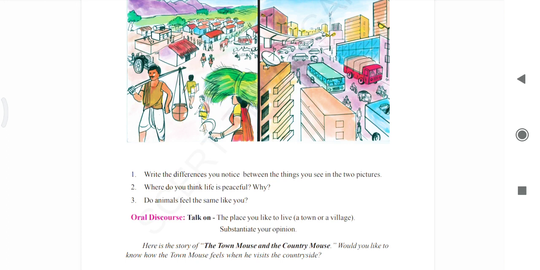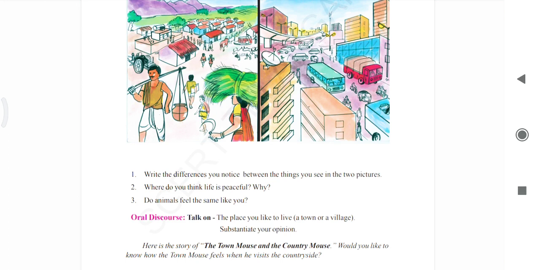Next, the third one: do animals feel the same as you? For example, if you feel that the village is very peaceful, do the animals also feel that the village is very peaceful? It is like a self-correction and a self-questioning for you.